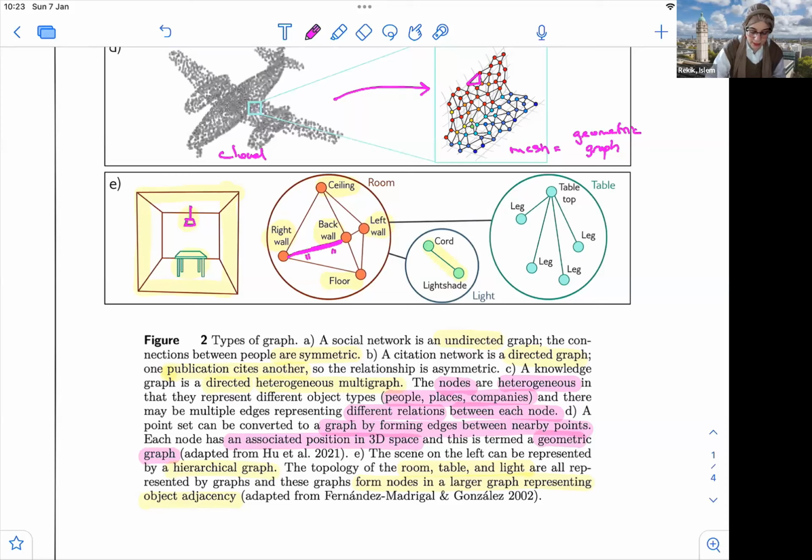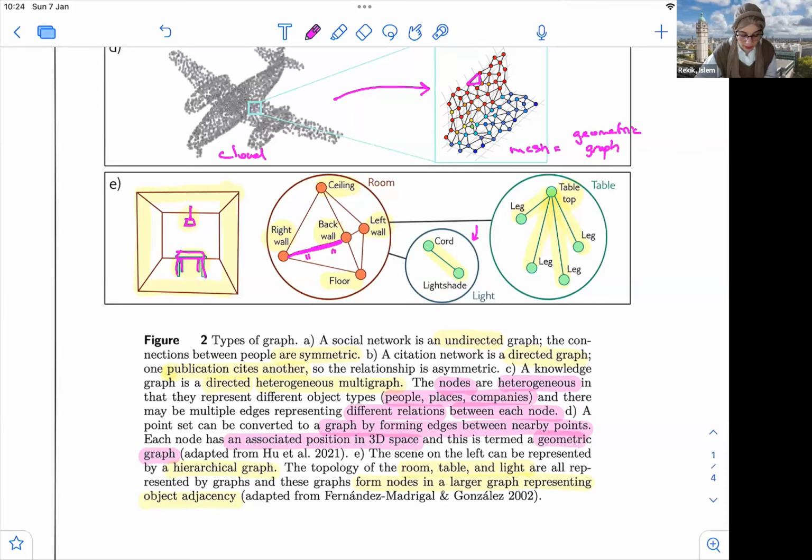So you have in the light, two nodes which are spatially connected directly. And then the table has legs, so these are sub-elements, like four legs. The tabletop is connected to four other elements. So this is a tabletop and you have four other elements. You can see that there are different ways of representing graphs.